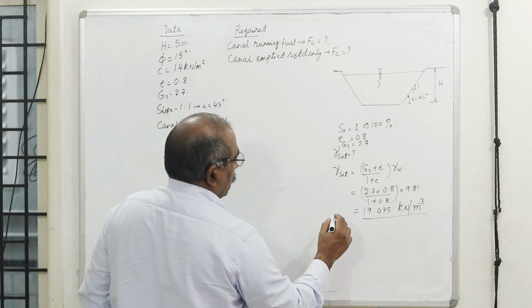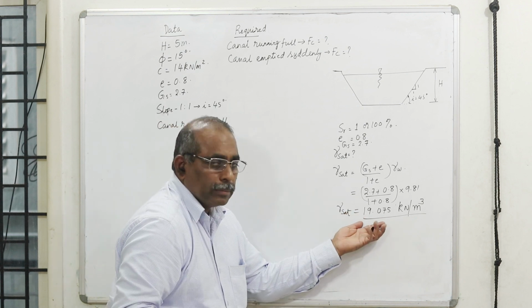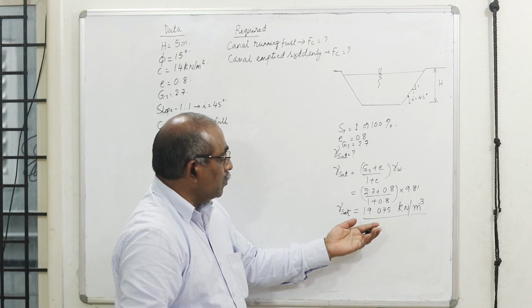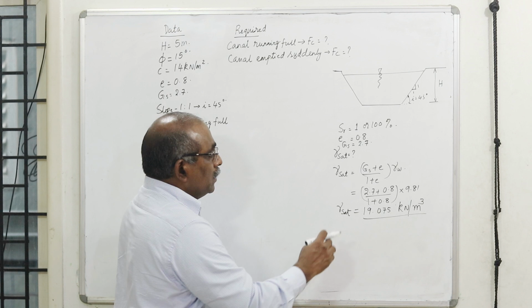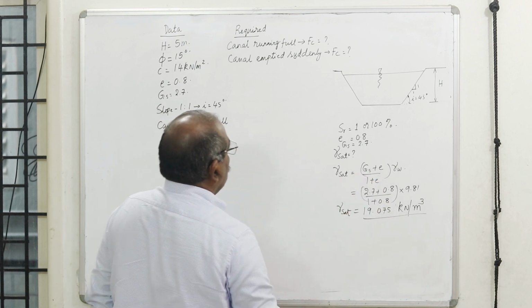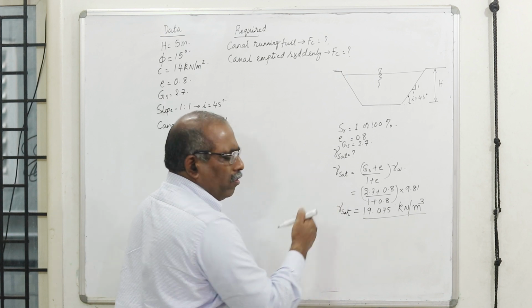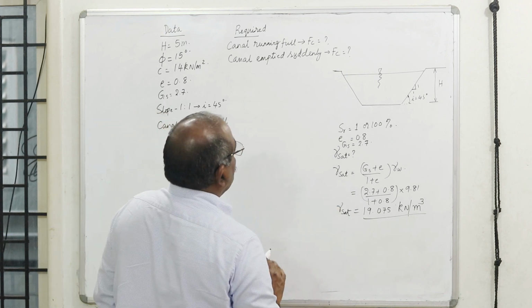Now once I get my value, I need to check whether my value is acceptable, whether it is reasonable. So if I get say 25 or 30, can I have such a high value? No, it is wrong. Therefore, somewhere I have gone wrong. Therefore, I need to check. Sometimes I may get say 14 or 15. Can I get so low a value of gamma saturated? It cannot be. Therefore, ensure that your value is right.